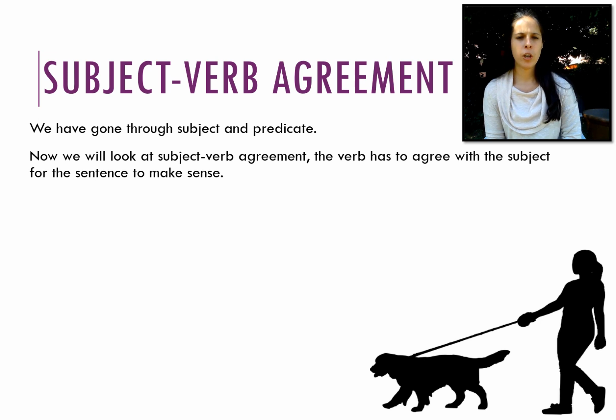So let's have a look. We've gone through subjects and predicates. Now we will look at subject-verb agreement. The verb has to agree with the subject for the sentence to make sense. Now we've done this in class, okay? For example, if I'm saying the boy eats sweets, I can't say the boy eat sweets, okay?